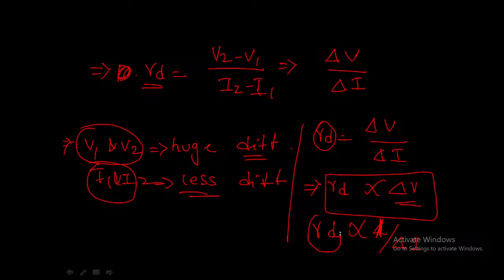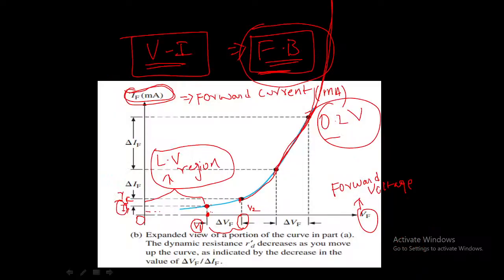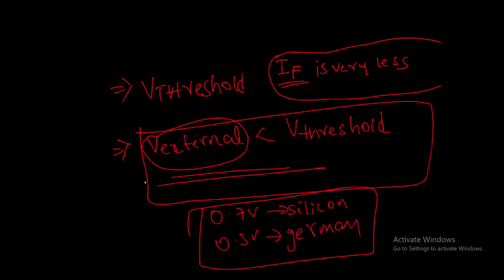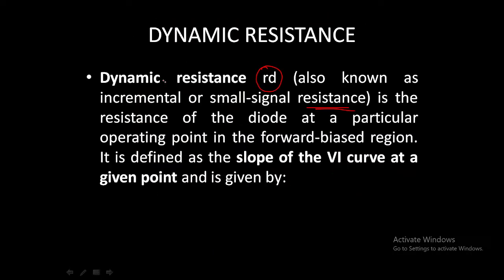So if the dynamic resistance is more, then the flow of current is less, right? That is what is written, right? Or if there is more change in voltage, then the dynamic resistance is directly proportional to it, right? Now how to calculate this dynamic resistance, it is clear, right? RD is equal to delta V by delta I. Now, here is what is written about dynamic resistance.